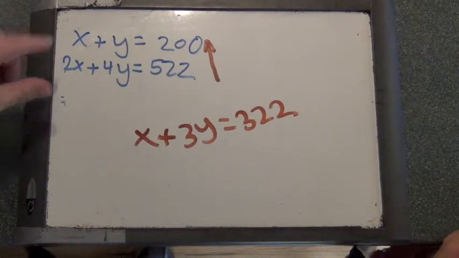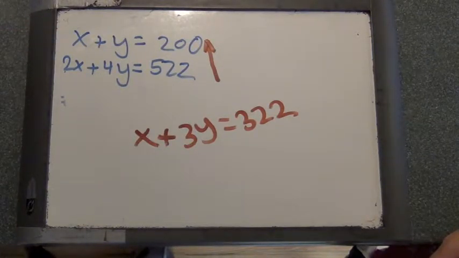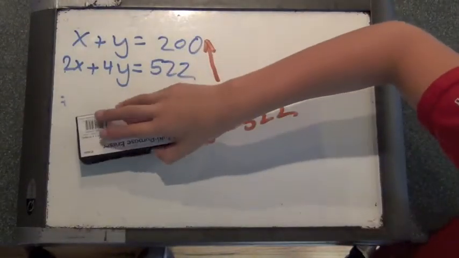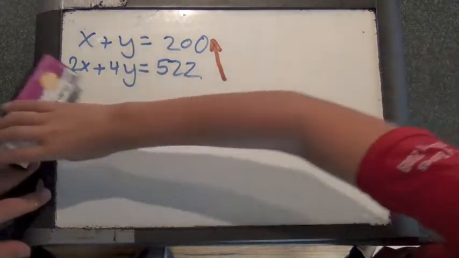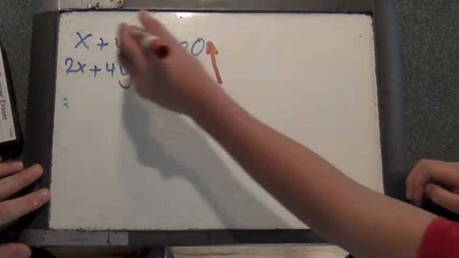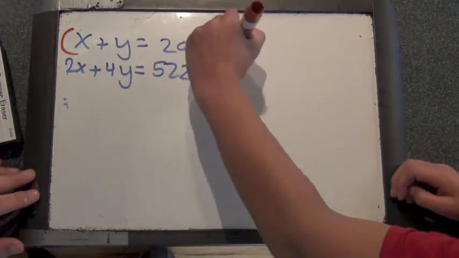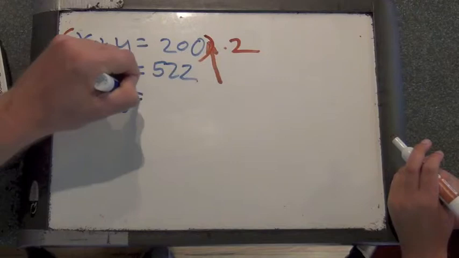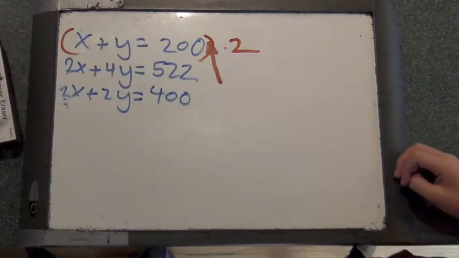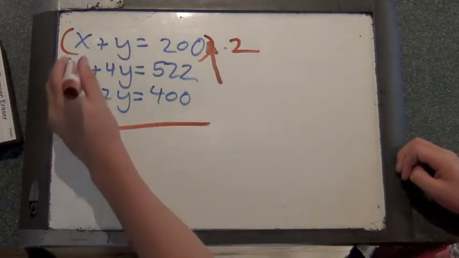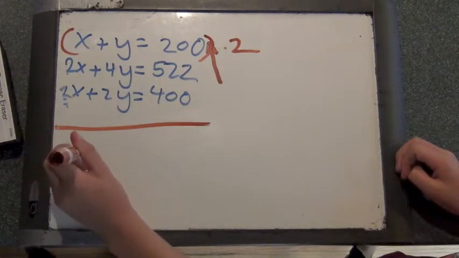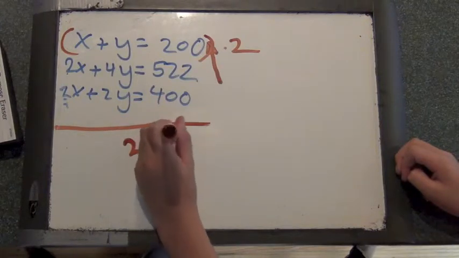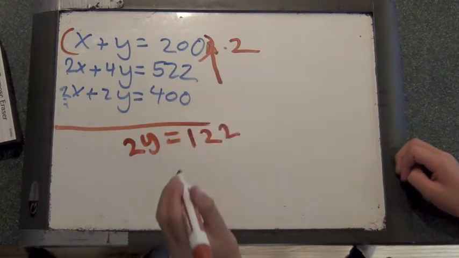Do you remember how you eliminate a variable? What do you need to do to eliminate a variable? How about you need to make the variables equal. Well, the coefficient on the variable is equal, you mean? So we can multiply this one times 2. That gives you 2X plus 2Y equals 400. And we want to subtract the X. So we're going to get 2Y equals 122.